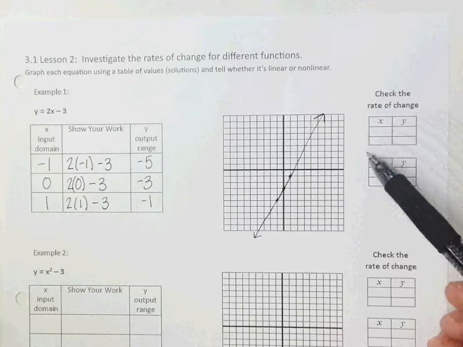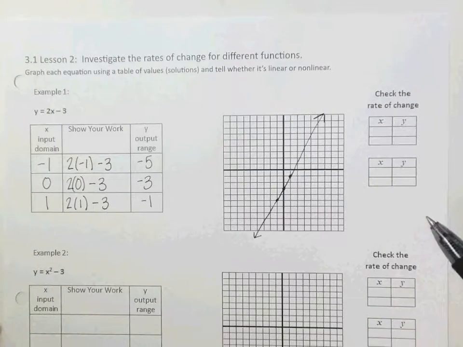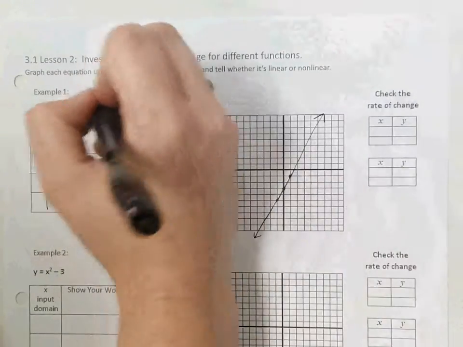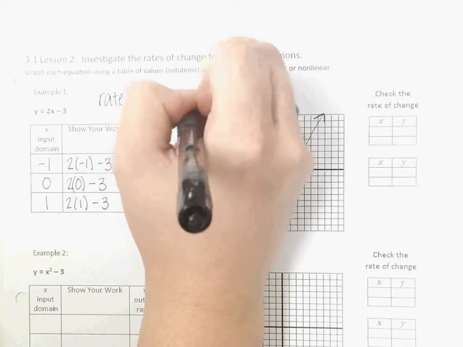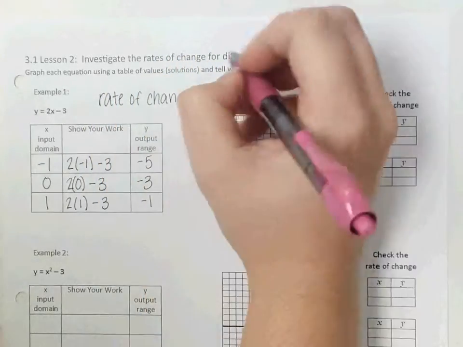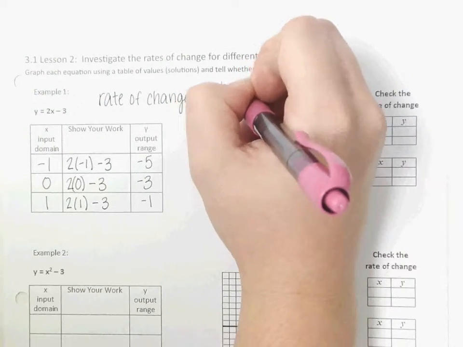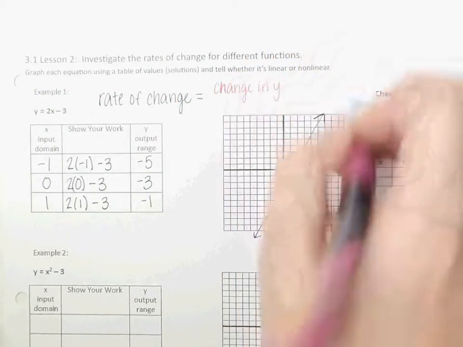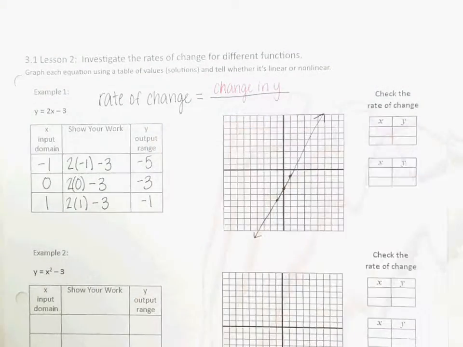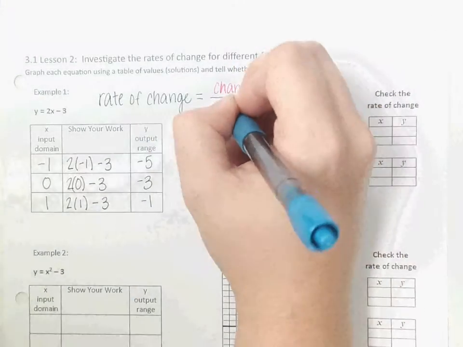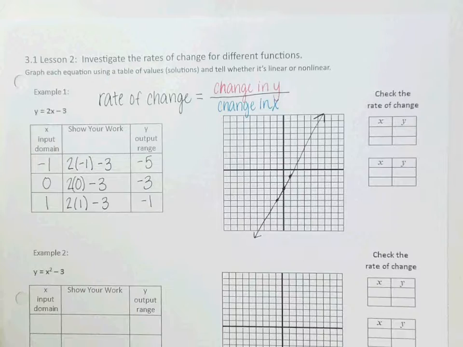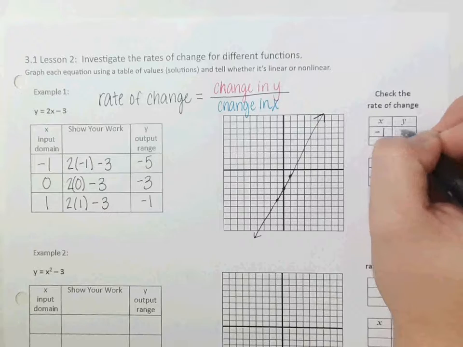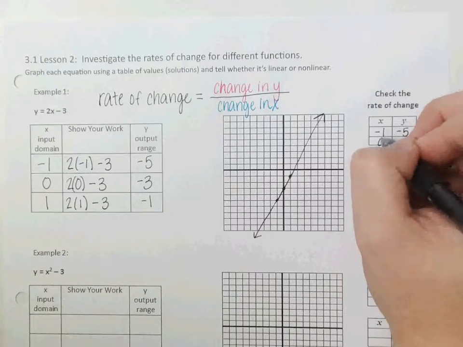Now in order to check this, we're going to check using our rate of change, which is what we learned yesterday. So if you don't recall from yesterday, we find rate of change by taking our change in y over our change in x. Now what we're going to do is take our points and start off with just 2 points. So I will use -1 and -5 and 0 and -3.